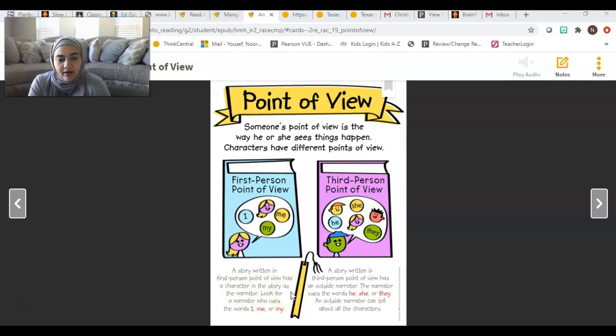Okay, so a story written in first person point of view has characters in the story, like the narrator. So look for a narrator who uses the words I, me, and my. A narrator is the person telling the story. A story written in third person point of view has an outside narrator. That means that person is not in the story. The narrator uses the words he, she, and they. An outside narrator can tell about the characters, but they're not one of the characters. But if it's first person, then the narrator, the person telling the story, is one of the characters.